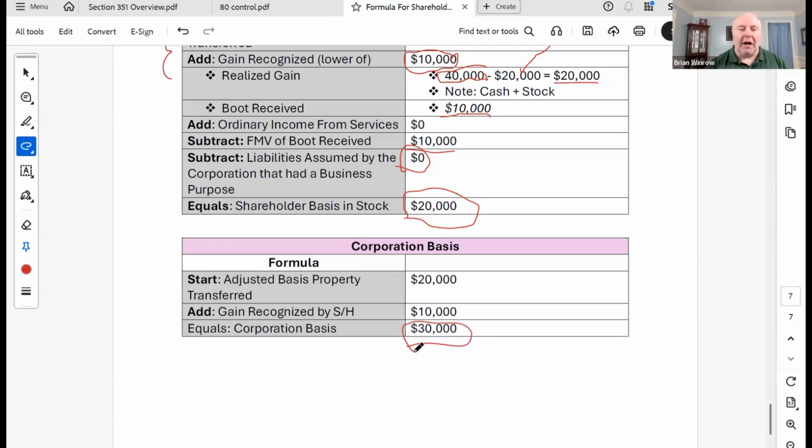All right, y'all. Those are 6 different types of formulas or scenarios that we can use when we're trying to determine what our basis in the stock is going to be, and also when we're trying to determine what the corporation's basis in the property is going to be.